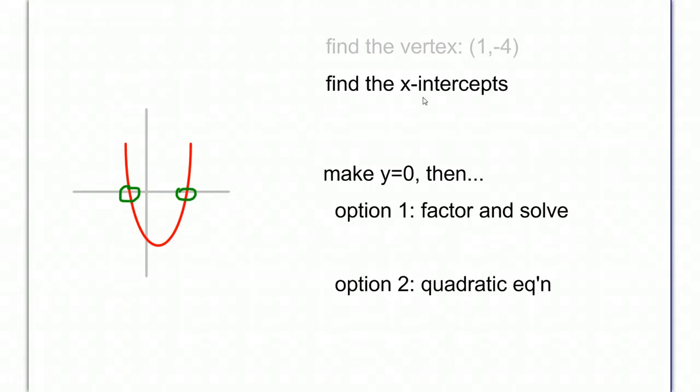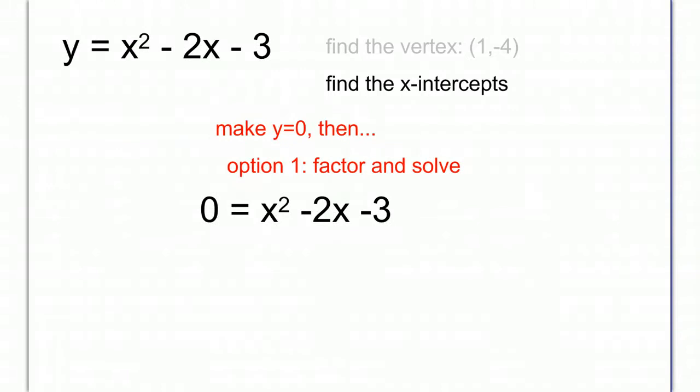But to figure out what these x-intercepts happen to be, we always need to take whatever our equation is and make y equal to 0. From there, we have two different options depending on the problem. We can either factor it and solve it, or use the quadratic equation to solve it. So taking our original equation here, we plug in a 0 where we used to see y. So y used to have a value, now it's just equal to 0.